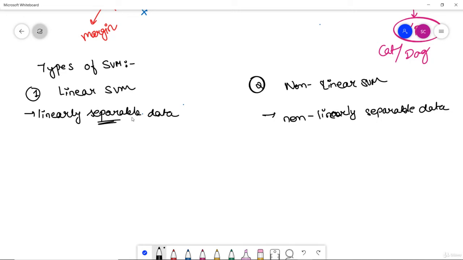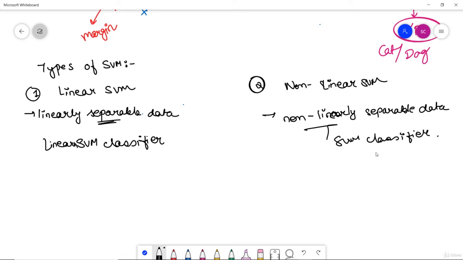Linearly separable data means that if a data set can be classified into two classes by using a single straight line, as we have done in the previous example, then such data is termed linearly separable data, and the classifier is called a linear SVM classifier. Non-linear data means a data set cannot be classified using a straight line. Then such data is termed non-linear data, and the classifier is said to be a non-linear SVM classifier. These are the two types of data.